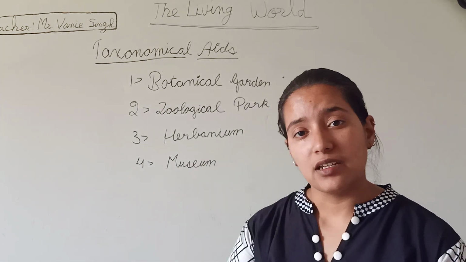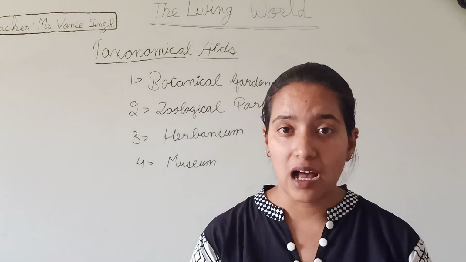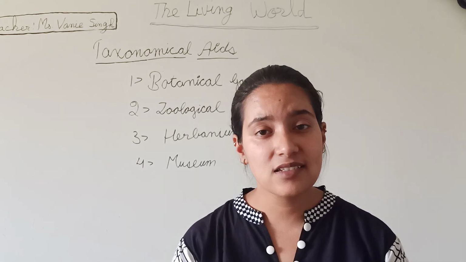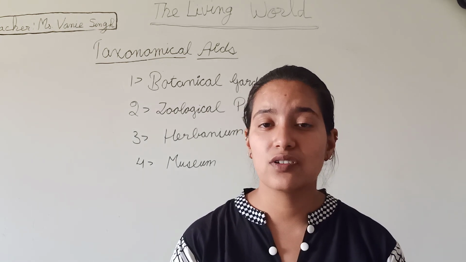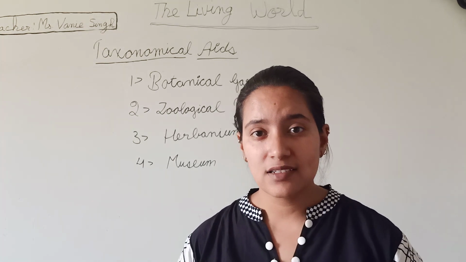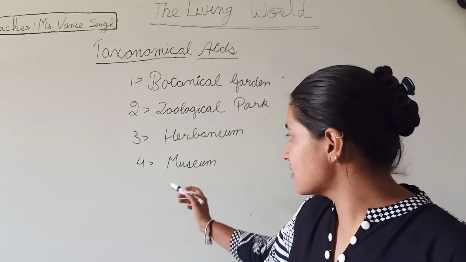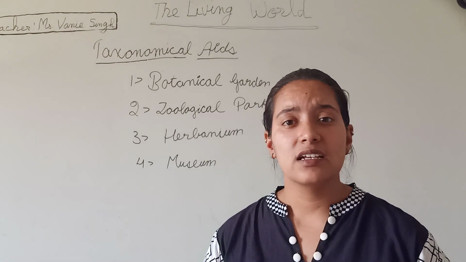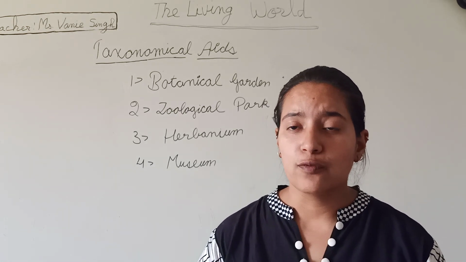Next point, herbarium. What is herbarium? Herbarium is a collection of plants, and after the collection the plants are pressed in newspapers. Before pressing in the newspaper it should first be dried, and after drying there are basically three steps: drying, pressing and mounting. Next, museum. What is a museum? A museum is where animals are preserved in the form of specimens.